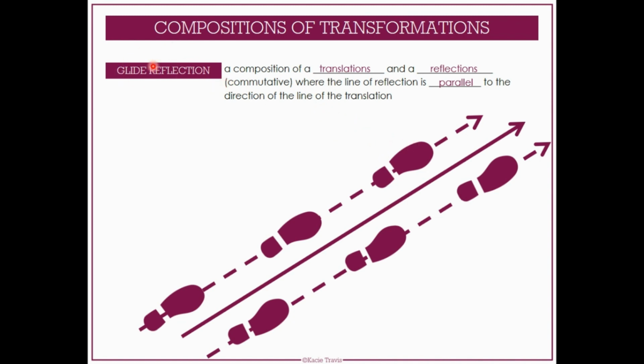This type of composition is the only one where it is commutative. Okay, that means that you can go through and do either one in either order if they tell you ahead of time that the line of reflection is parallel to the same direction of our line of translation. So if those two lines are going in the same direction, then you can do either one in any order.